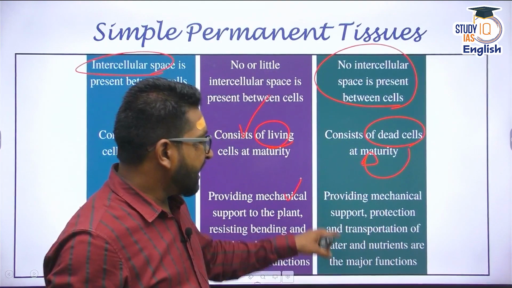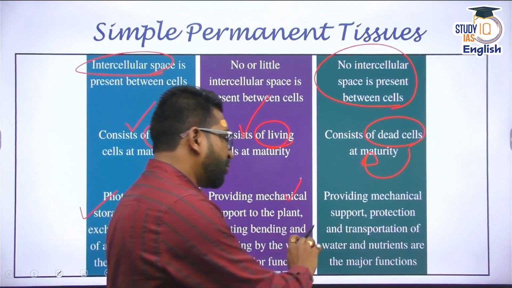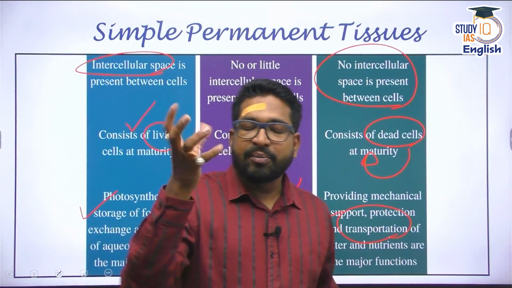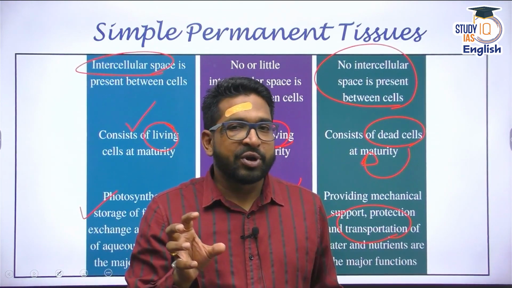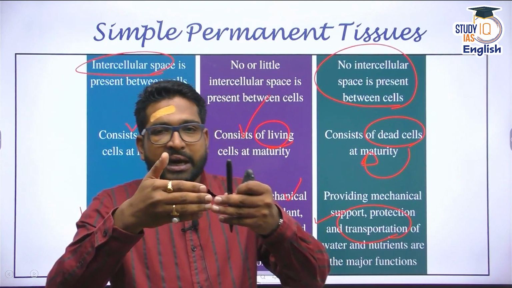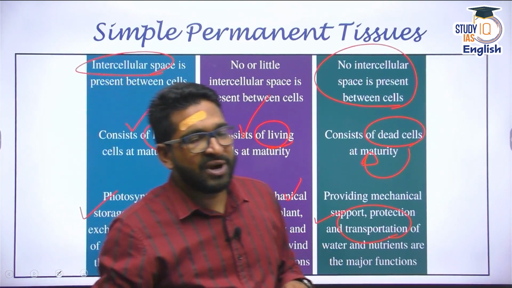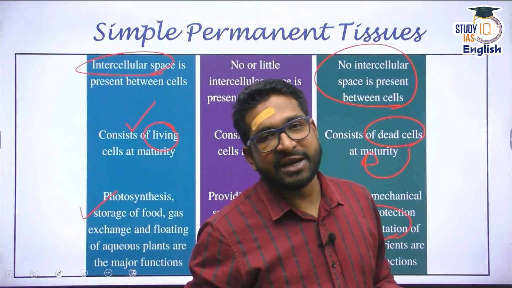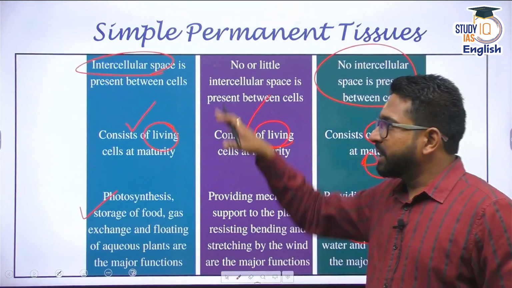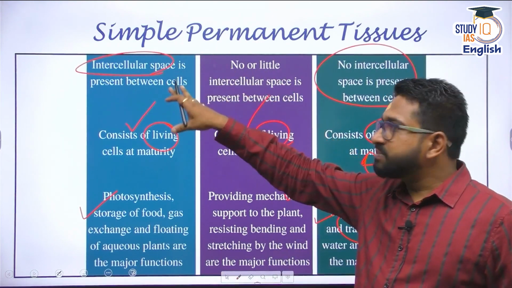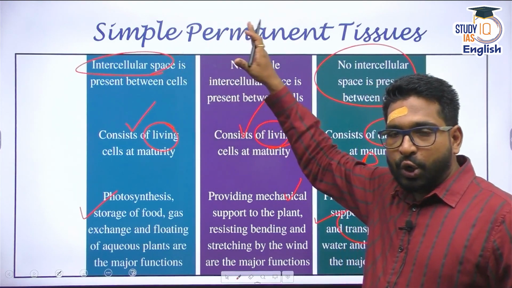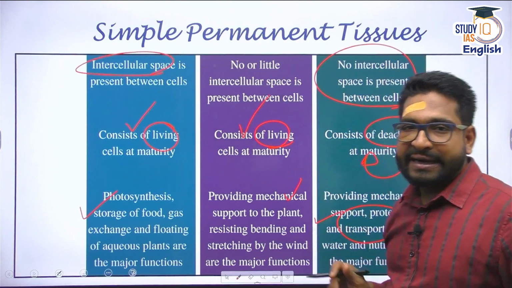Whereas Sclerenchyma, they help in providing mechanical support and they help in transportation. Why? Because they provide protection to the seeds, they provide protection to the fruits, they set up trachea. That means they create hollow pipe-like structures for transportation of material in the plant. The mature Sclerenchyma. So these are the three kinds of simple permanent tissue. I'll repeat: Parenchyma, Collenchyma, and Sclerenchyma.